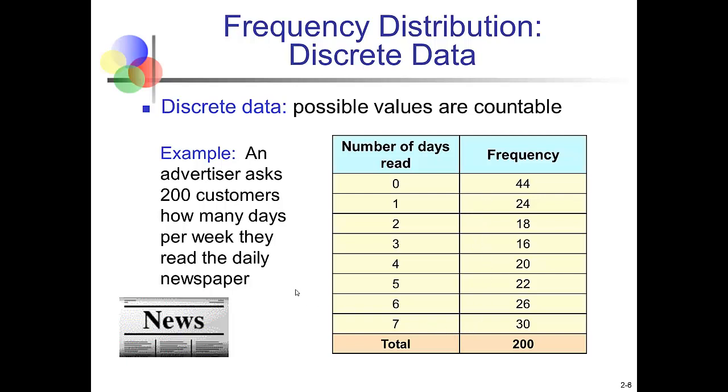So we have an example here. An advertiser surveys 200 customers and asks them, how many days per week do you read the daily newspaper? The possible responses are 0 days per week, 1, 2, 3, and so on, up to 7 days per week. So it's a countable number of days. The advertiser didn't allow them to say, oh, about 1.5 times a week. So it's discrete data. Using the frequency function, I consolidated that data into this frequency distribution, where we can see 44 people responded that they don't read the paper at all, 30 responded that they read it every day, and then there's a bunch of people obviously in the middle.